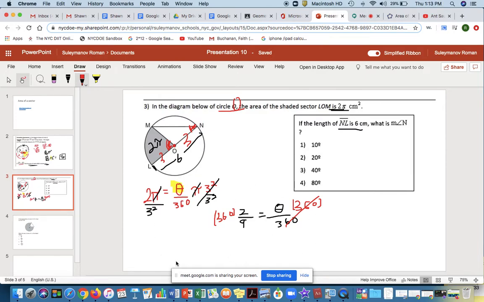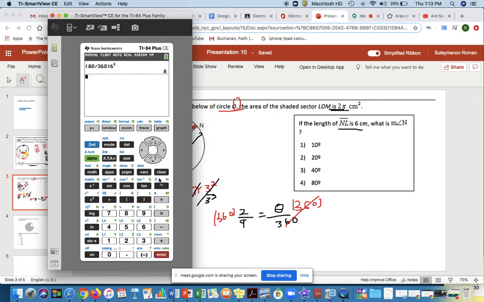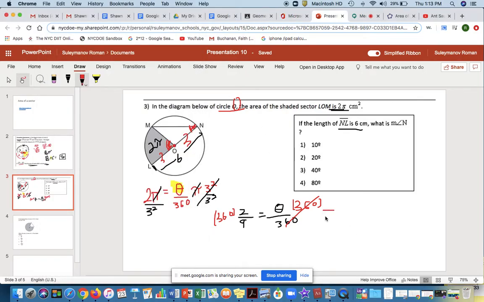So this is a trick question here. I want to take my calculator out, and I have to do 2 divided by 9 times 360 degrees, and that gives me 80. So this is telling us that angle O is 80 degrees, but that's not what this is asking for. It's asking for angle N. If you want to know what angle N is, you cut angle O in half because the central angle is equal to the arc it intercepts, which means that the inscribed angle would equal half of it, or 40.